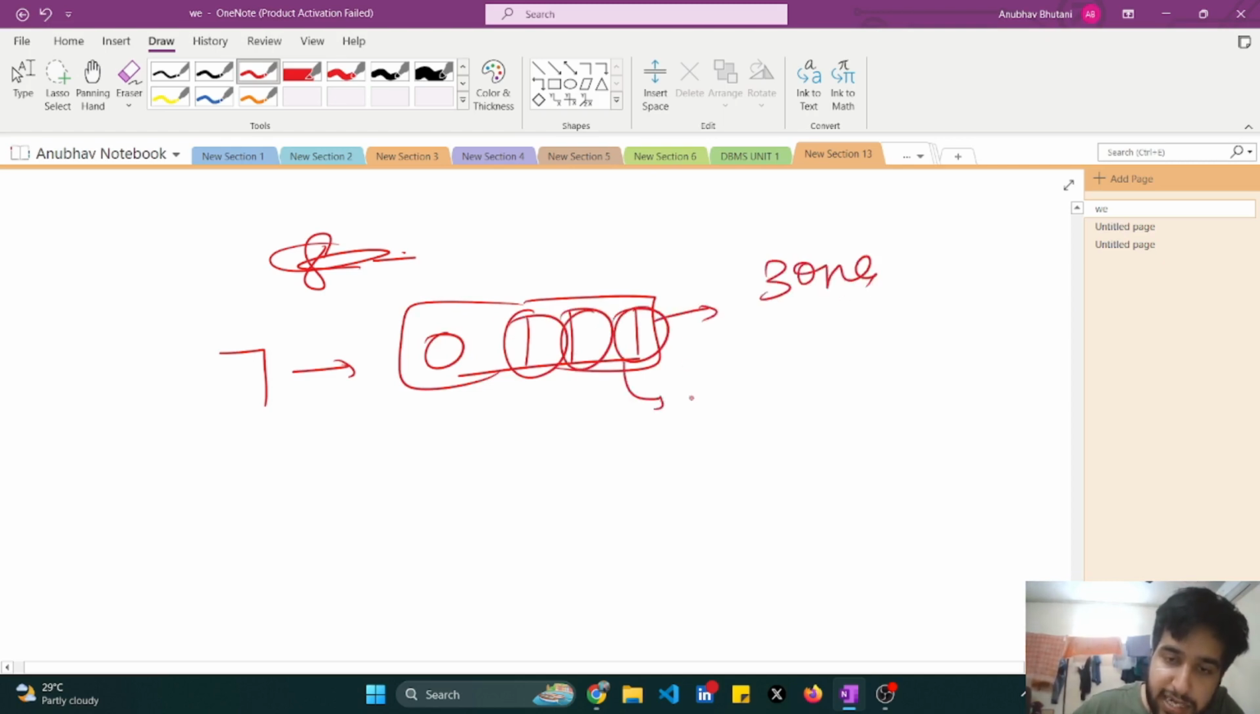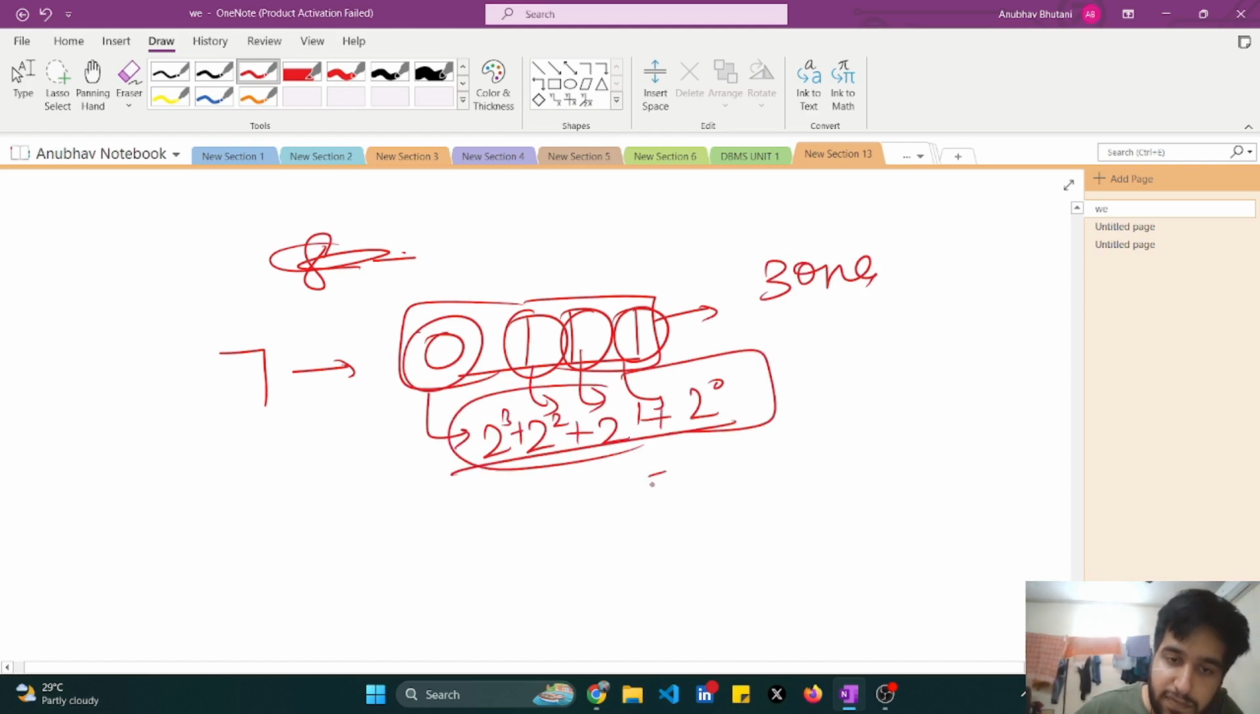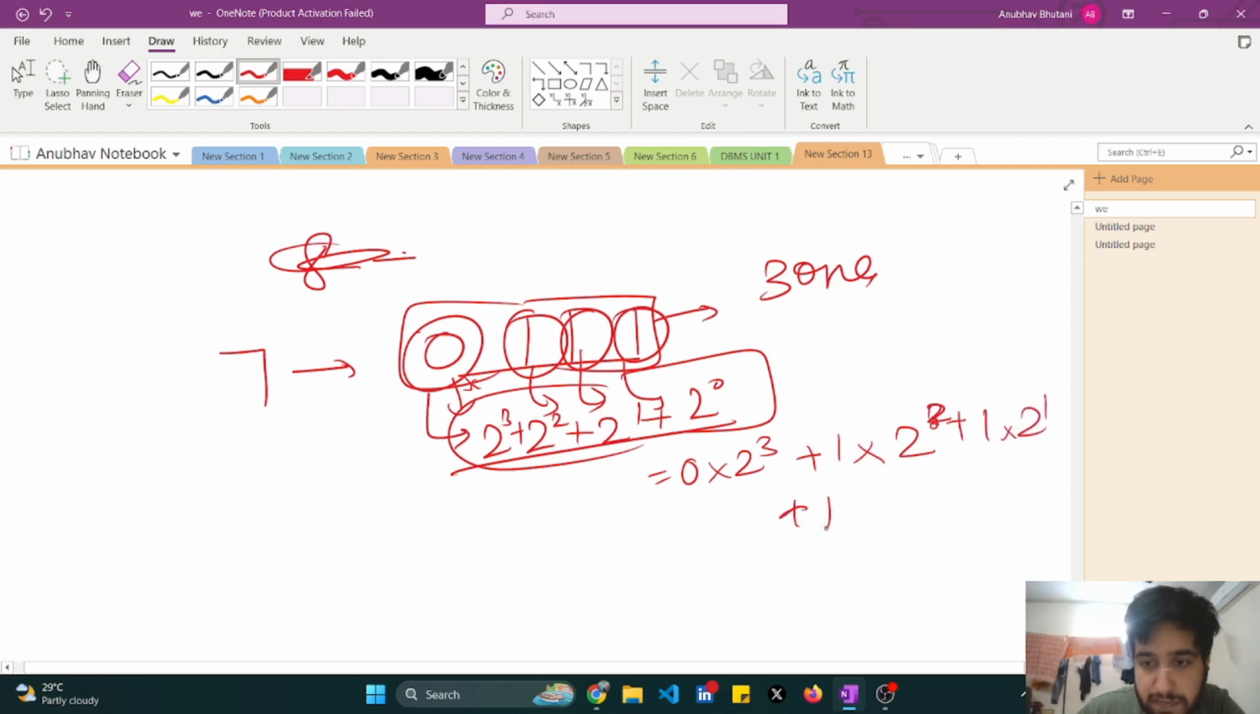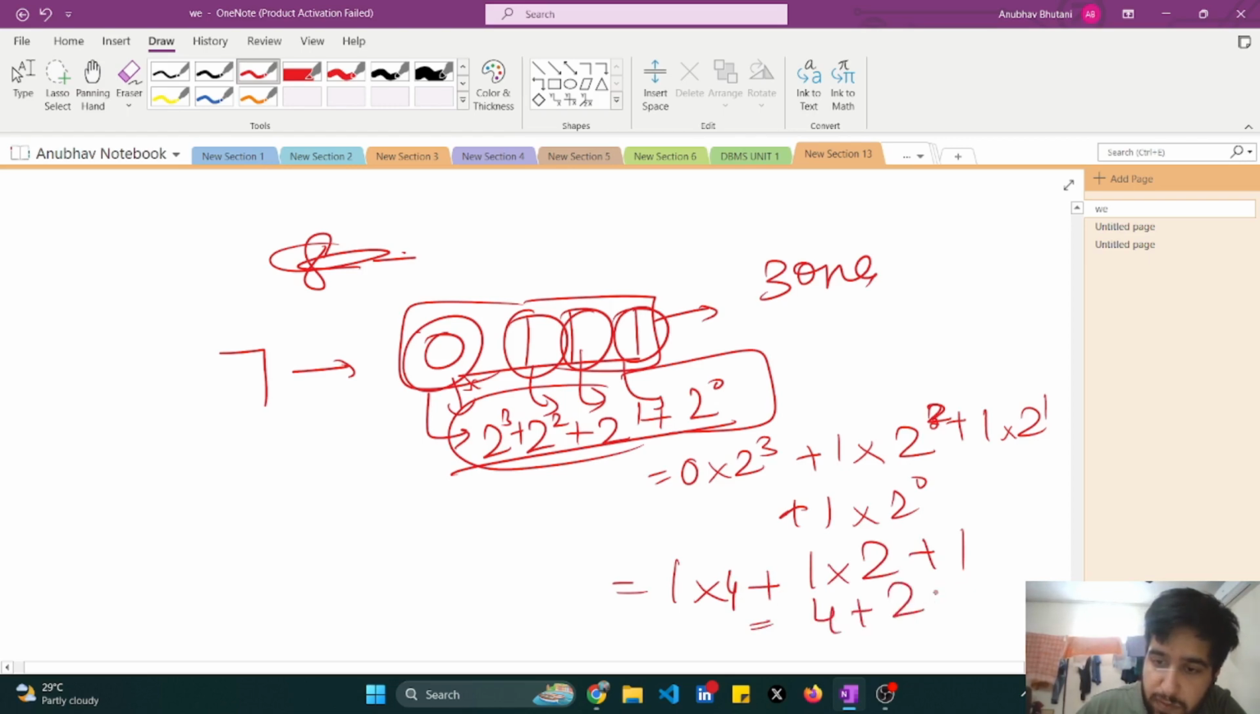That means 1 into 2 raised to power 0, 1 into 2 raised to power 1, 1 into 2 raised to power 2, and 0 into 2 raised to power 3. I'll just add them: 0 into 2 raised to power 3 plus 1 into 2 raised to power 2 plus 1 into 2 raised to power 1 plus 1 into 2 raised to power 0. So 1 into 4 plus 1 into 2 plus 1. What it becomes is 4 plus 2 plus 1, which is equal to 7.